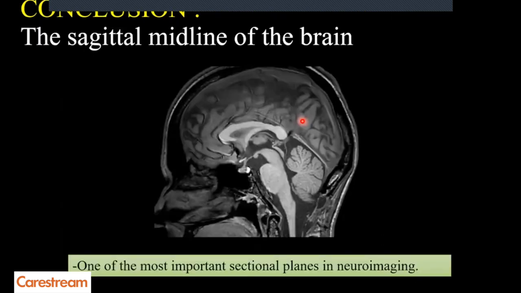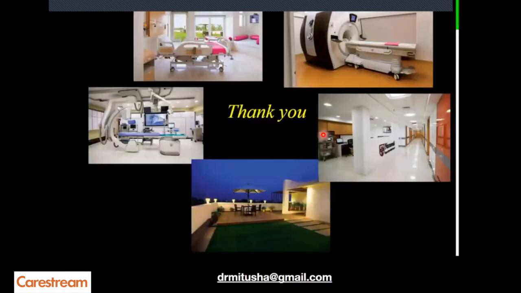So to conclude, it was a short talk on the midline sagittal brain anatomy. And just to emphasize the fact that for all the residents, this is one of the most important sections of your brain MRI. So you should always try and identify the important landmark points. As already mentioned, we can identify as many as 87 of them. So this was a quick revision. Thank you all for your patient listening.